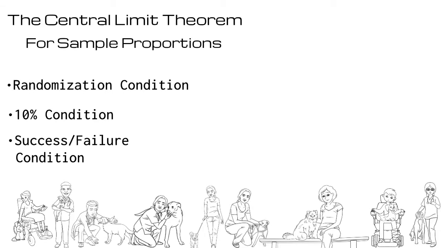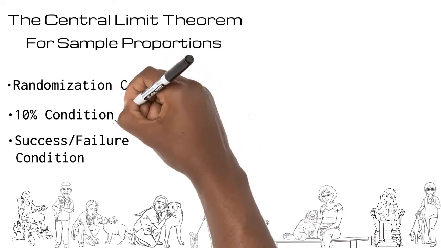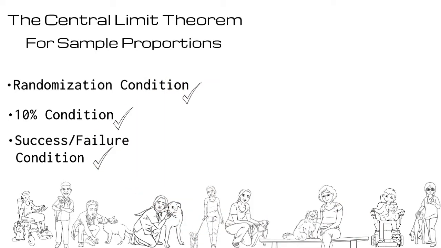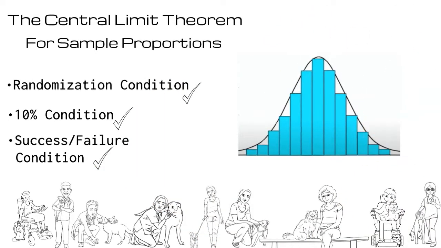I'll go into more depth with how to check these conditions in another video, but for now, just remember, to use the normal model, the sample size cannot be too large and cannot be too small. It must be just right. If all three conditions are met, when we create a histogram with our proportions, they will be normally distributed, and our actual population proportion will be at the center.